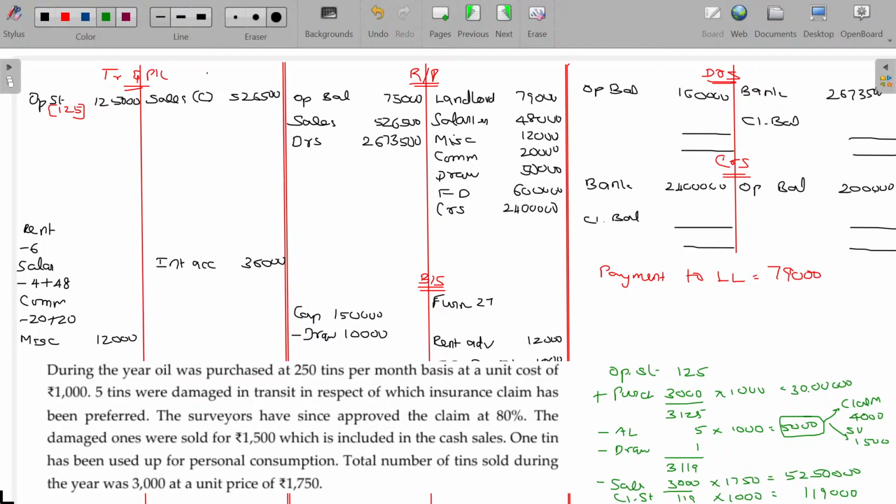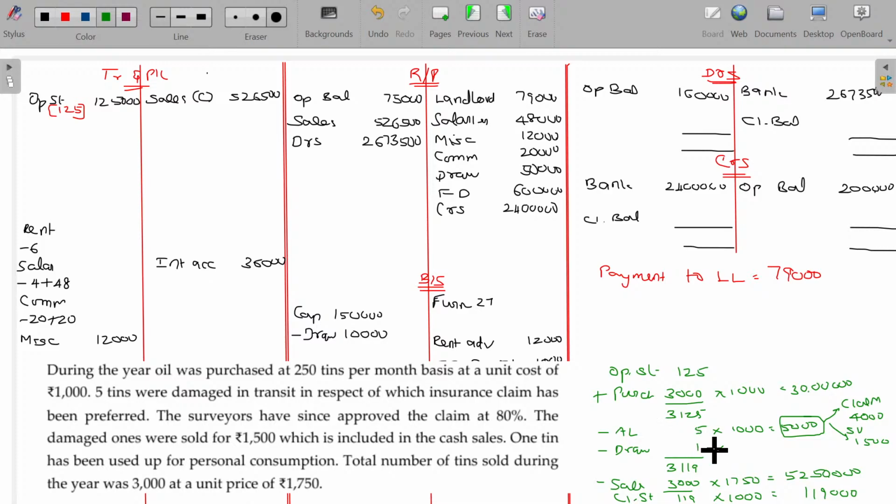How to consider the abnormal loss? How to treat abnormal loss in your final accounts? In case of abnormal loss, the value should be posted in the credit side of the trading account and debit side of the P&L account. That's the logic. Okay. Similarly, I am going to show the abnormal loss here. I think I have posted everything.